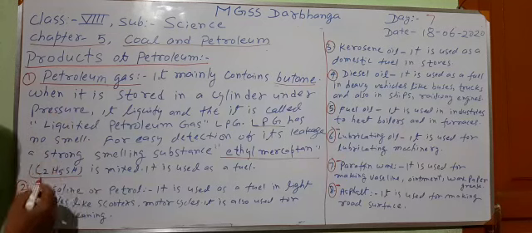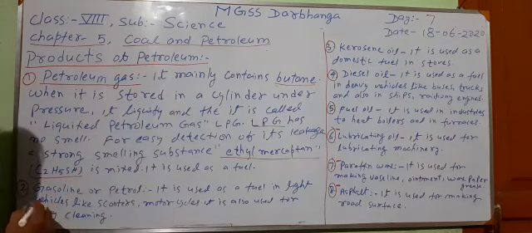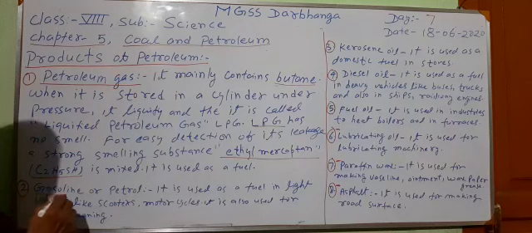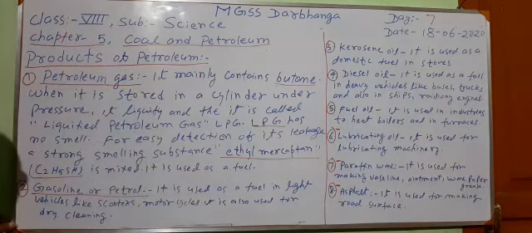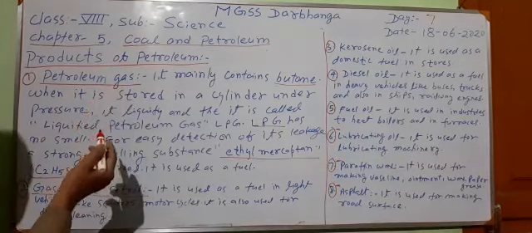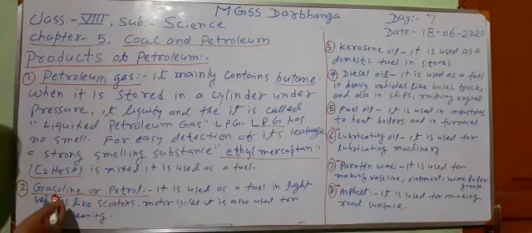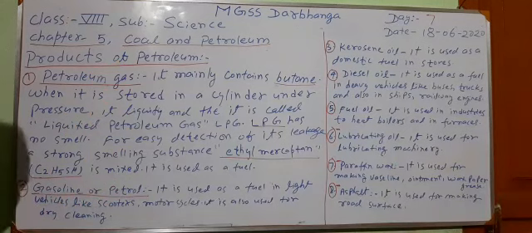The second component of the petroleum is gasoline. Gasoline is also known as petrol. From the top of the fractionating column we obtain petroleum gas, and from the top, the next component is gasoline or petrol. Gasoline or petrol is mainly used as a fuel for light vehicles, for example, a scooter, motorcycle, etc.